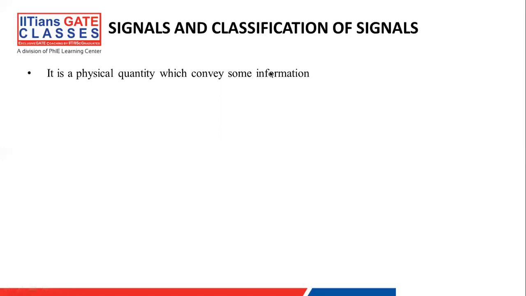Similarly, in case of electrical, the signal will be, let's say, in terms of voltage and current, and based on the value of the voltage and current, it will give some information, right? Now, signal is a function of time, so it is generally represented as x(t) or y(t) or h(t), anything that is a function of time.